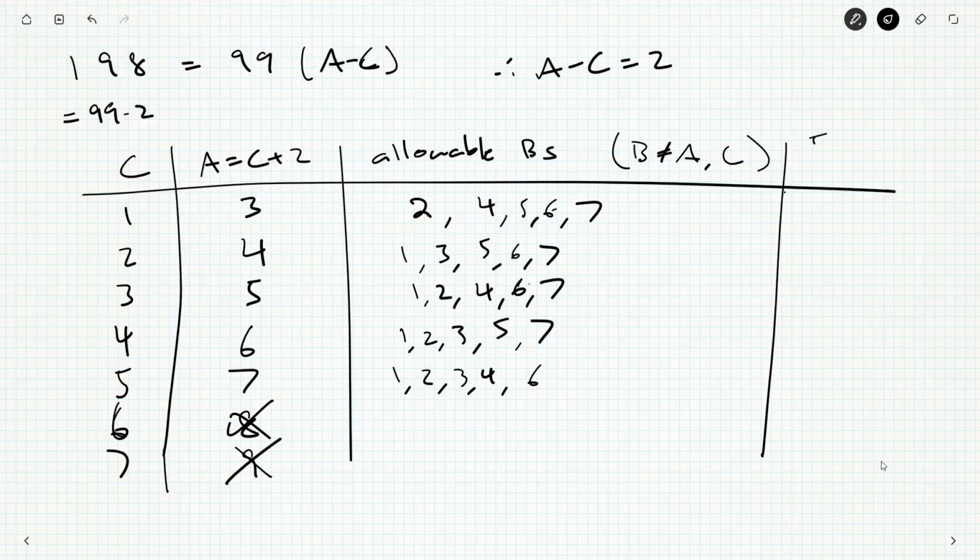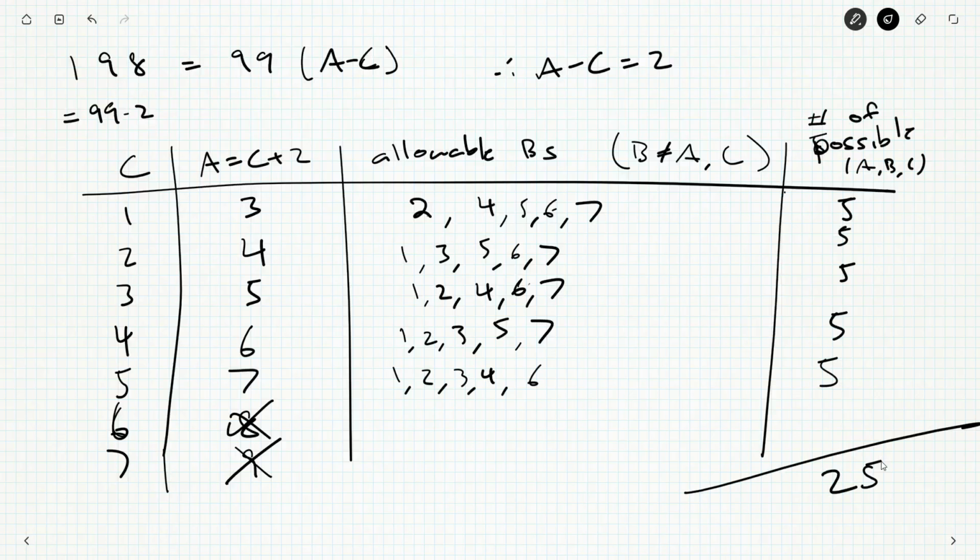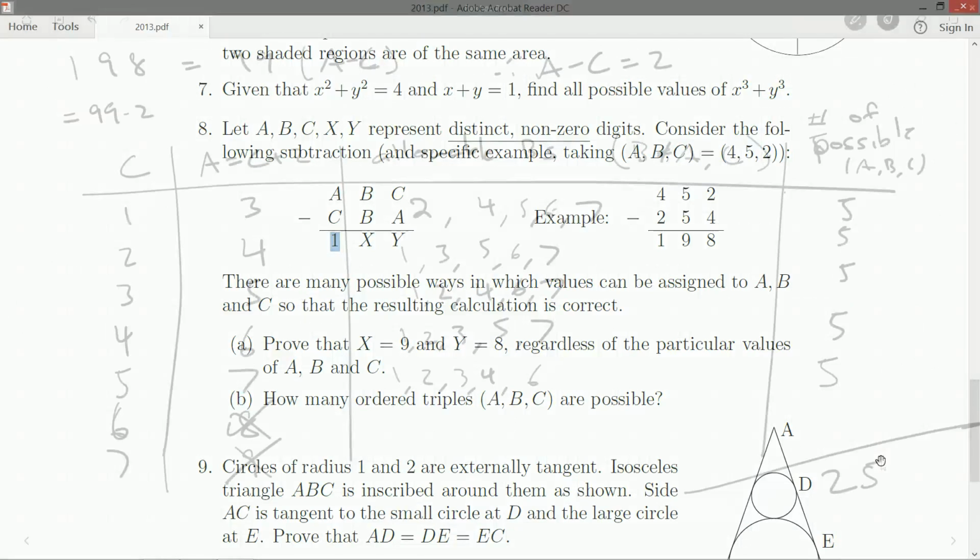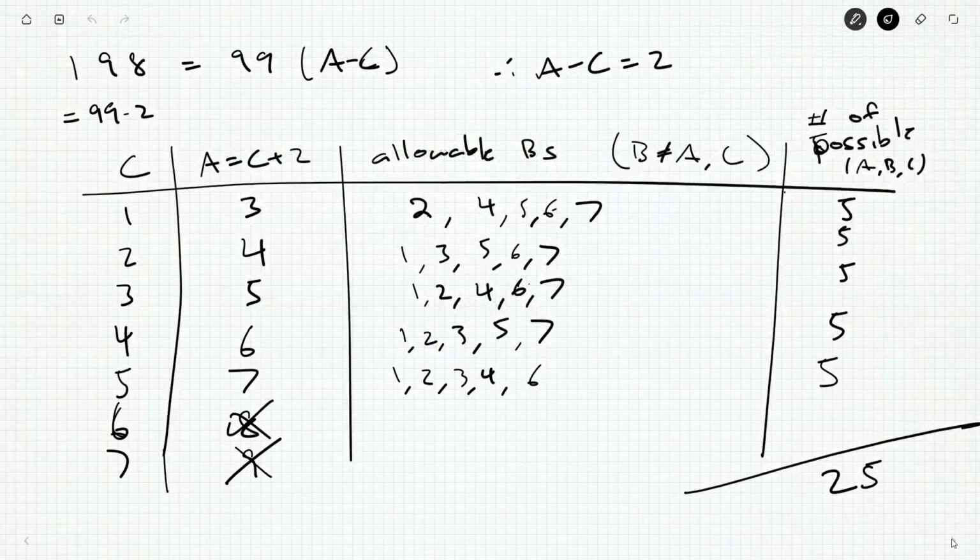So the number of possible ABCs is 5, 5, 5, 5, and 5, for a total of 25. Now they just wanted the number, right? How many ordered triples A, B, C are possible? So I would say my final answer is 25. I might sum it up and say there are 25 possible triples A, B, and C.